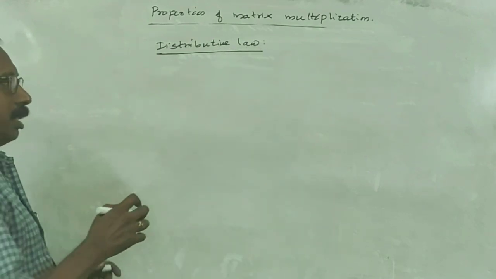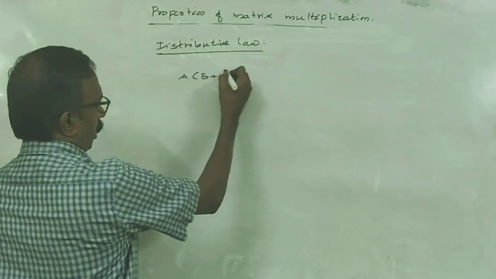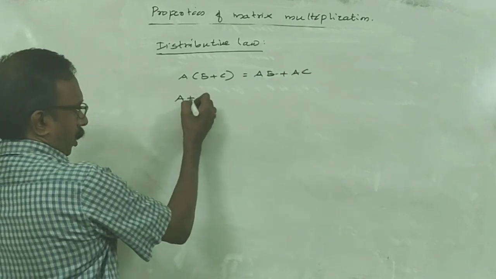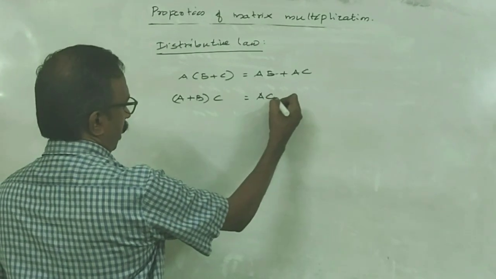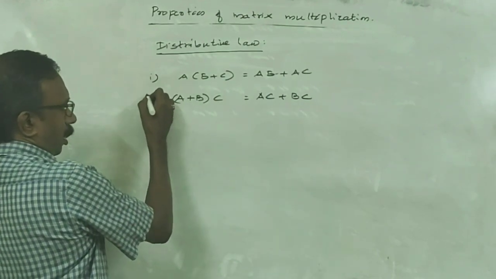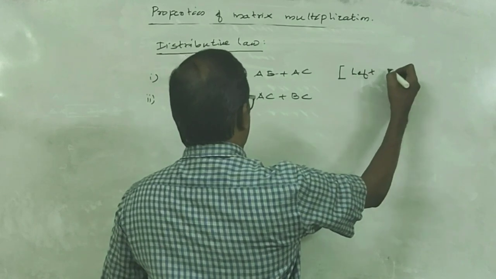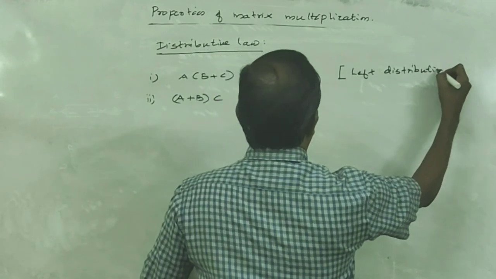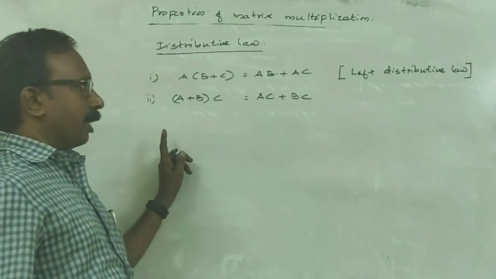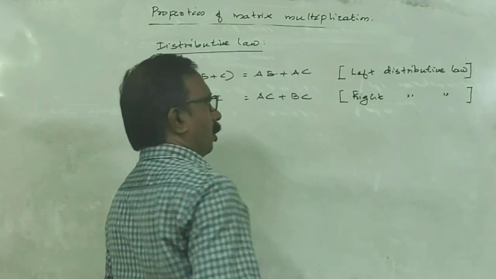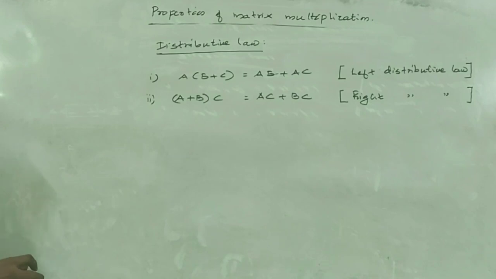If A, B, and C are any three matrices, then A(B + C) = AB + AC, and (A + B)C = AC + BC. There are two distributive laws. The first one is the left distributive law, and the second one is the right distributive law. I will show you the left distributive law. You have to do the right distributive law as homework.